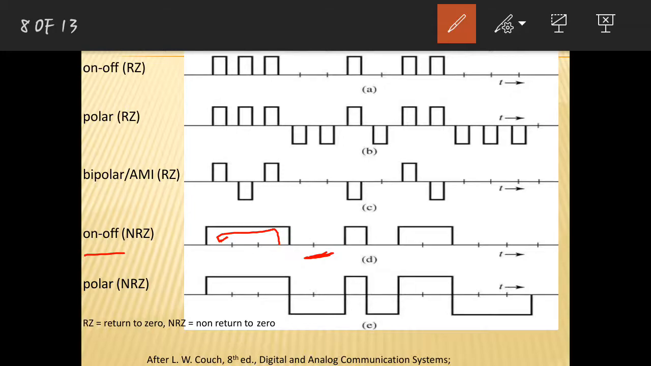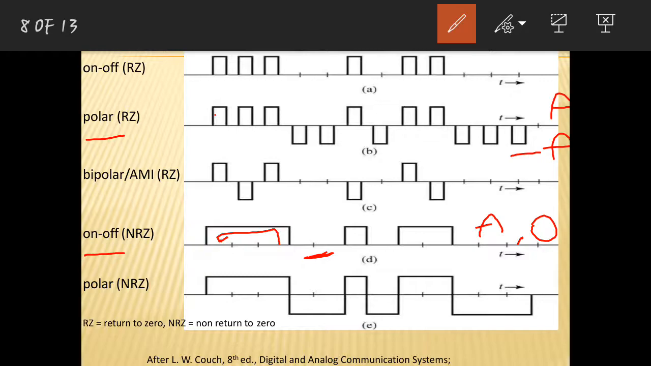Next we go for the polar. In polar, bit 1 will be represented as positive A volts. Bit 0 is represented as negative A volts. So unipolar and polar, you can find the difference. In unipolar, bit 1 is A volts, bit 0 is 0 volts. Whereas in polar, bit 1 is plus A, bit 0 is negative A.